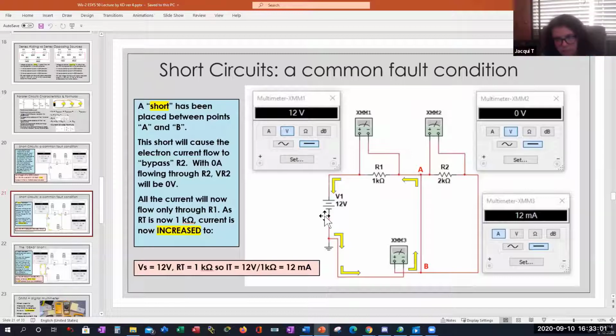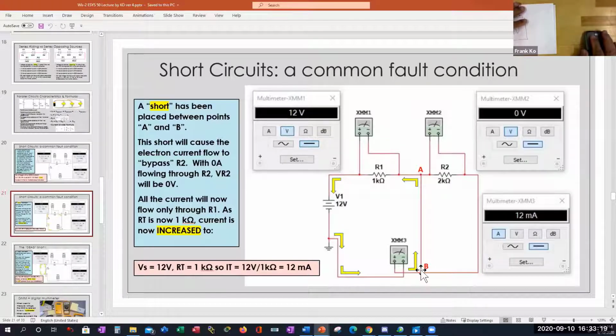The negative comes downwards from the voltage source, everybody, is that right? And then as it comes downward, follow the yellow arrow. It comes down to this corner, turns right, and goes inside the amp meter, through the amp meter, outside of the amp meter, then it hits point B.